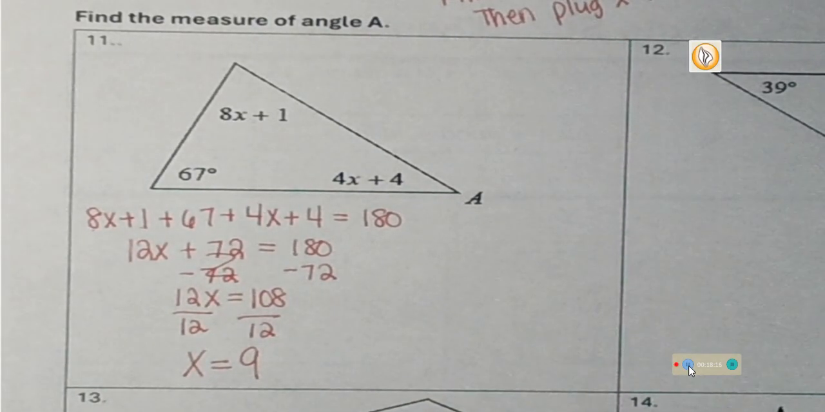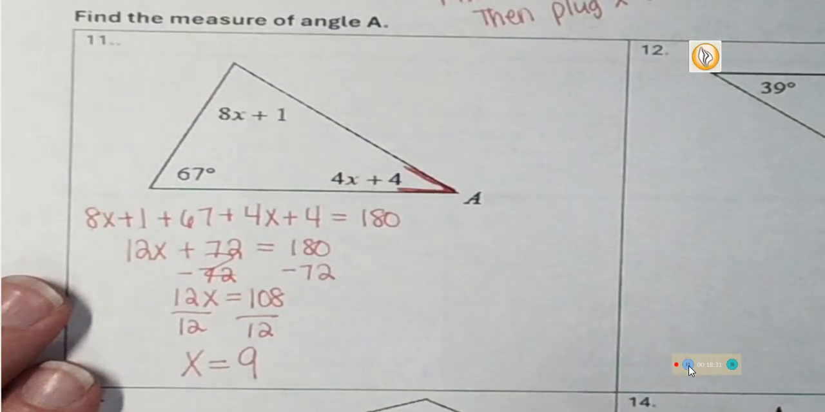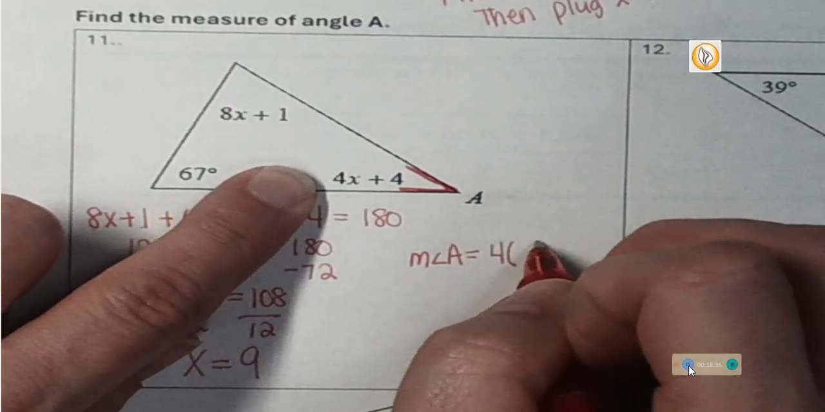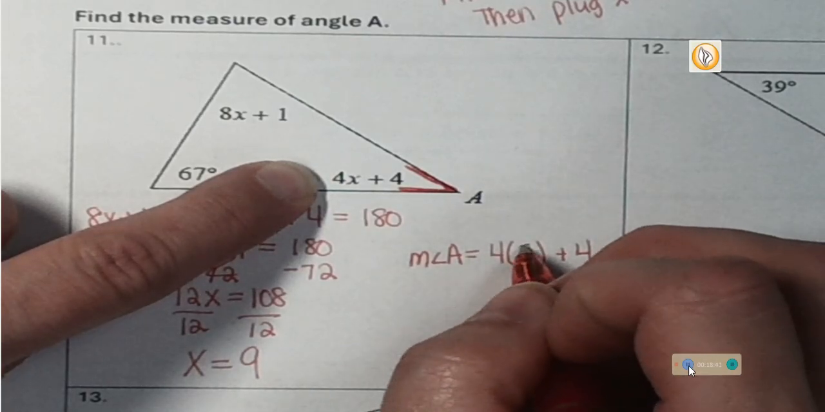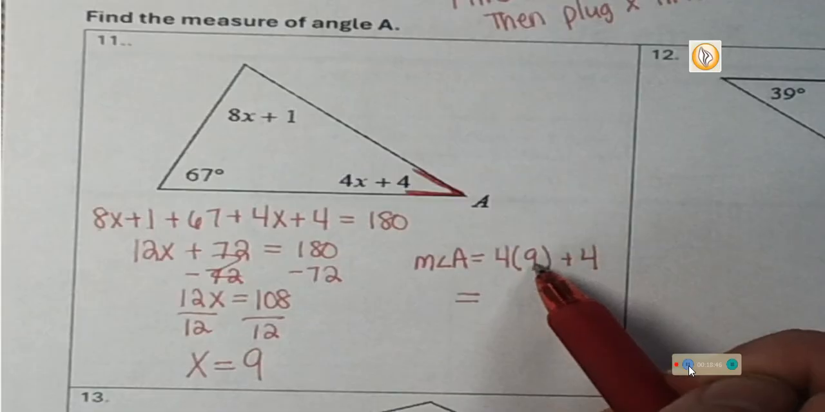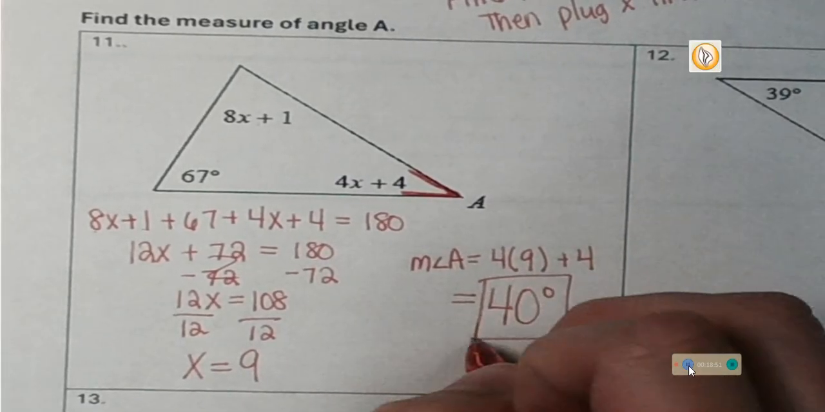But if this was a test or a quiz, if you give me 9, I have to mark you wrong. I didn't ask you for x. What did I ask you for? I asked you for the measure of angle A. So what I want you to make sure you do is you figure out this one is A. Okay? So if I want the measure of angle A is 4 times x plus 4. What do you now know x is? Is 9. And so I typed in my calculator and I did 4 times 9, which is 36, plus 4, and that tells me the measure of angle A is 40 degrees.